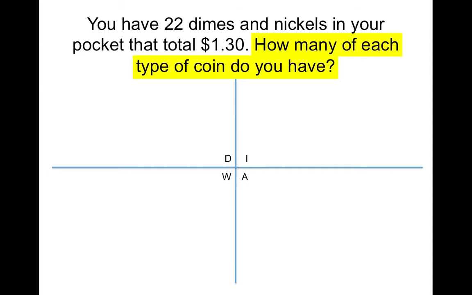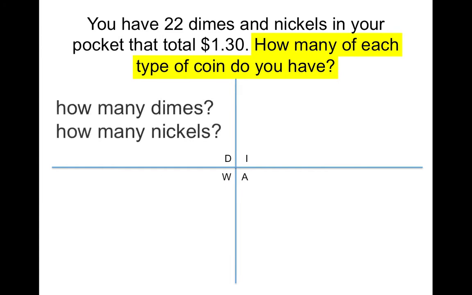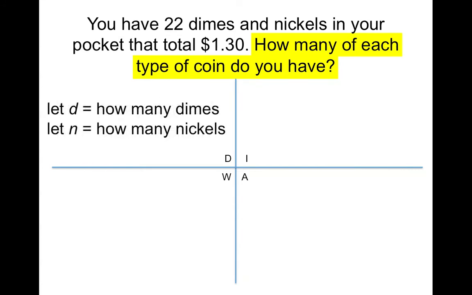We'll define our variables based on what the question is asking us to find. How many of each type of coin do you have? It's asking us to find how many dimes and how many nickels are in our pocket. So we'll use D to represent how many dimes and N to represent how many nickels.